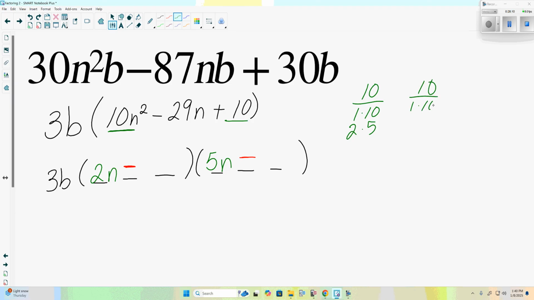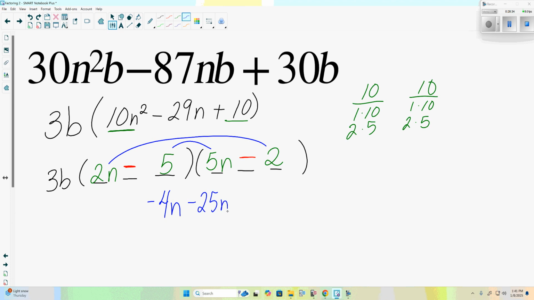Which one do we want to try first? 2 and 5. Which one goes first? 5, 2. And we can check this here, and we're trying to get negative 29n. 2n times negative 2 is going to be negative 4n. Negative 5 times 5n is going to be negative 25n.